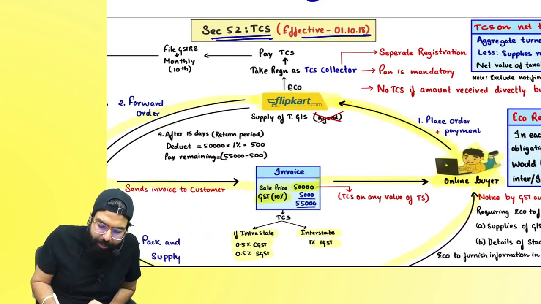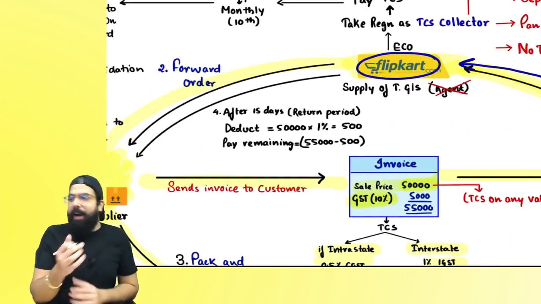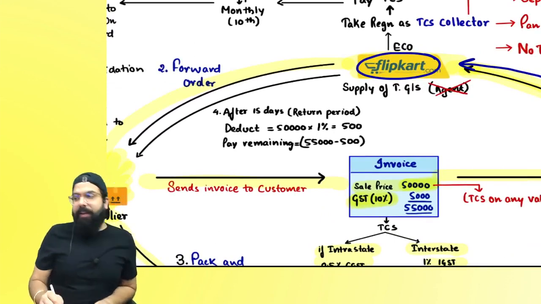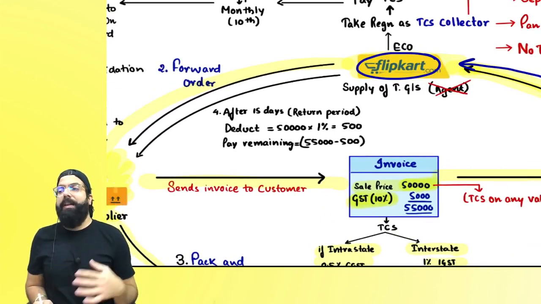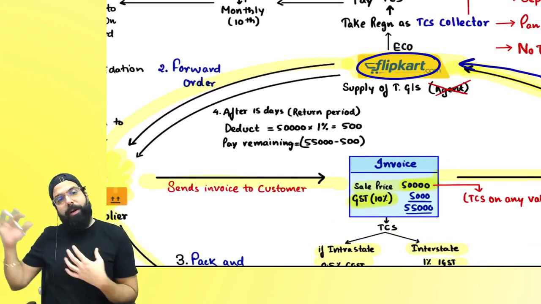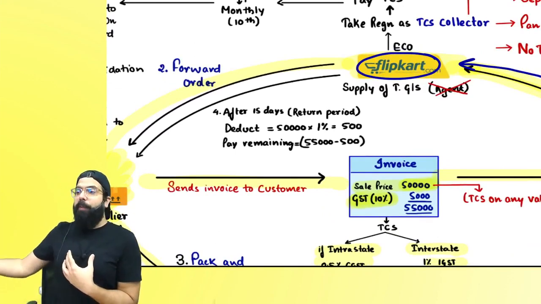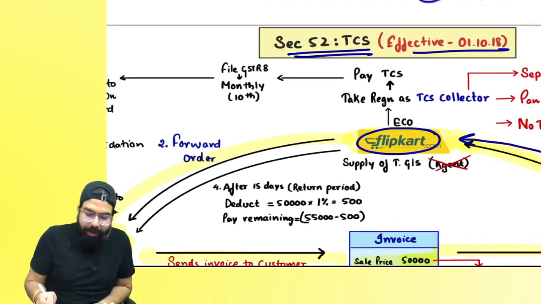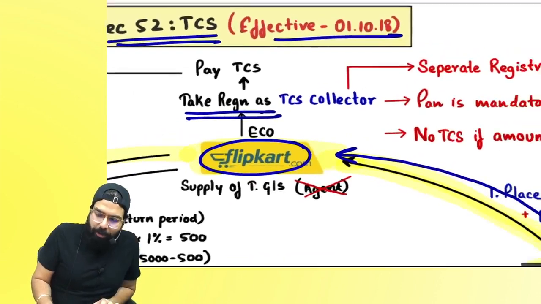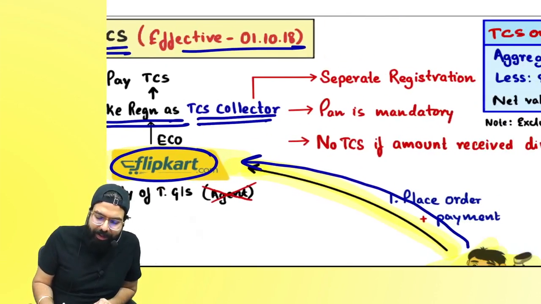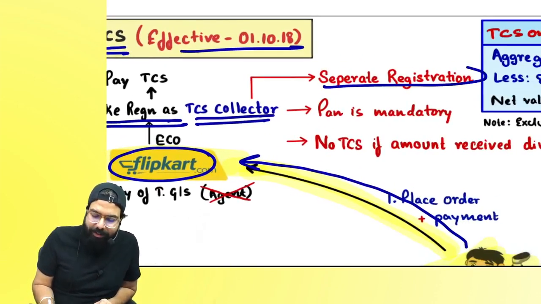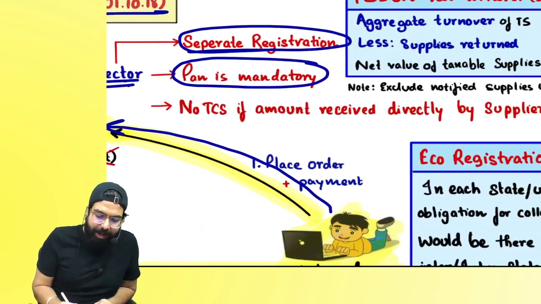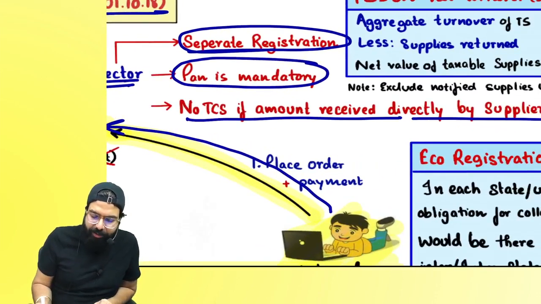This buyer will make payment to Flipkart. Flipkart will deduct TCS. The government has told Flipkart that you have to deduct TCS because the government wants to trace those people who are supplying through the e-commerce operator. Hence Flipkart, or the e-commerce operator, has to go online and take registration as a TCS collector. TCS collector registration is a separate registration. It is PAN based registration.